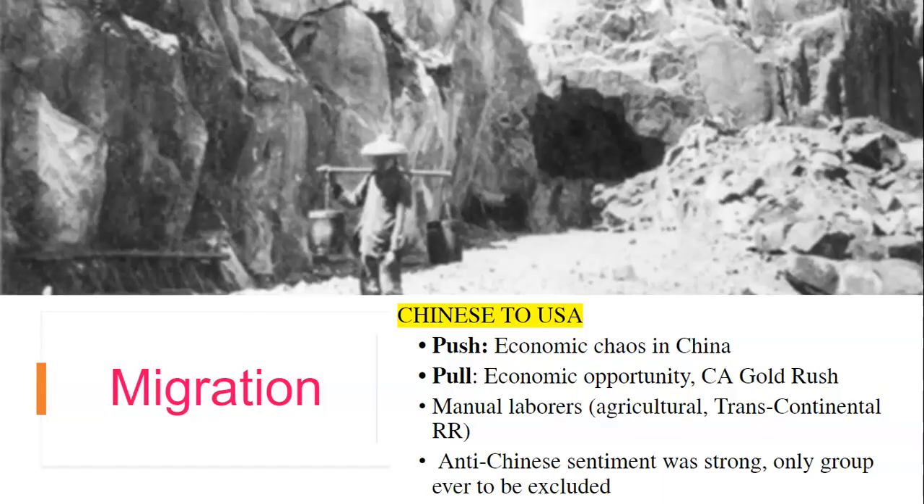Now the Chinese, if they can get jobs, they're going to lay the railway lines in the West. So what's their push? You've got economic chaos in China. What pulls them into America? Again, economic opportunity and the California gold rush. And a lot of them were manual laborers. They were dealing in agriculture, and of course they worked on the Transcontinental Railroad on the west coast of America. And you have Irish people on the east coast of America.